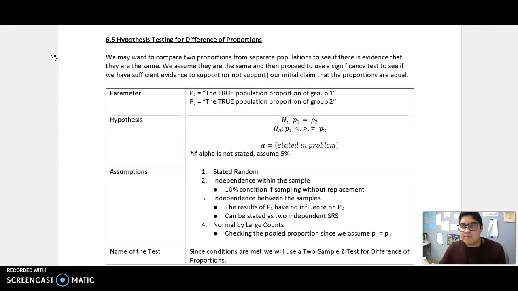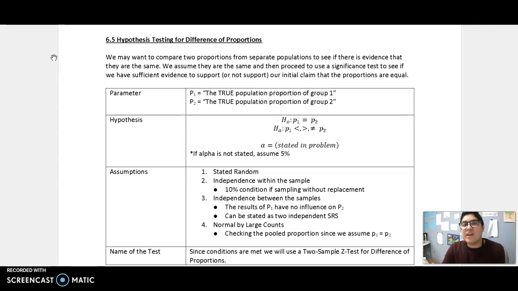So for example, I could compare the proportion of right-handedness in males versus females. I could find evidence of the number of people who identify as Buddhist in East Asia versus West Asia, etc. So looking for differences in proportions here. Are they in fact the same, or is one greater than the other?